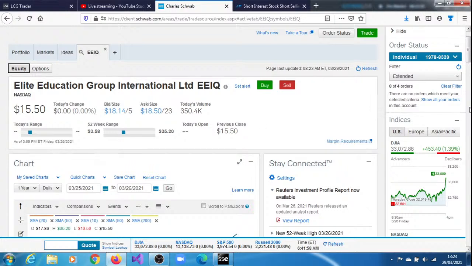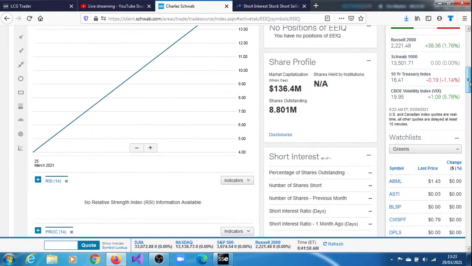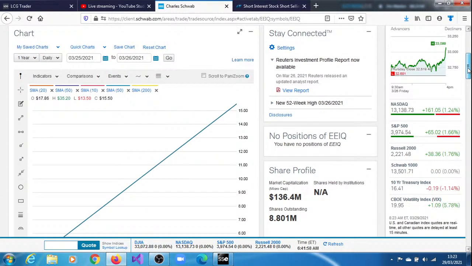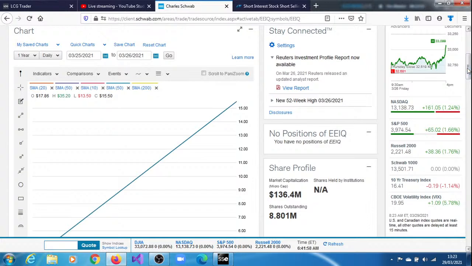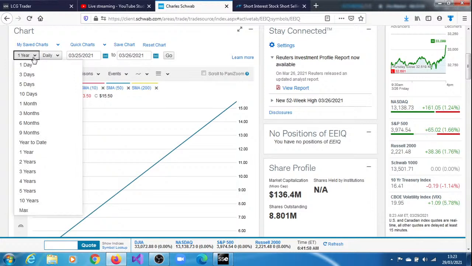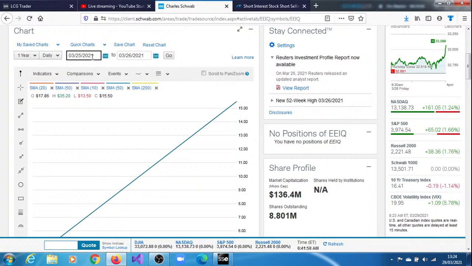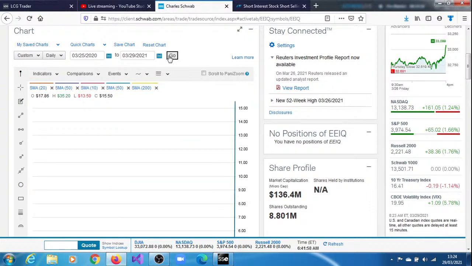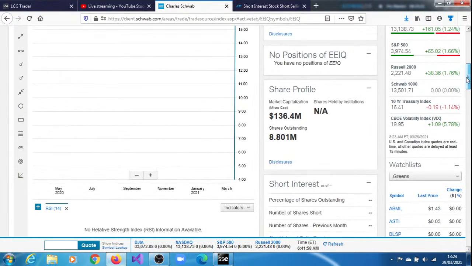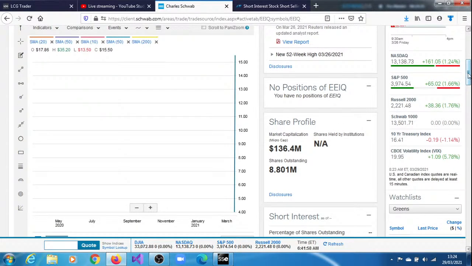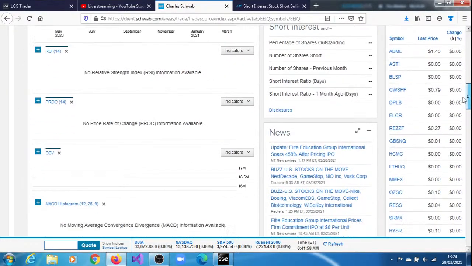Elite Education Group International. Oh, fascinating. Nothing on this. Okay, so we're using... so let's update this chart and see what's going on. Oops. No trend lines. Okay, so no trend lines there to look at.